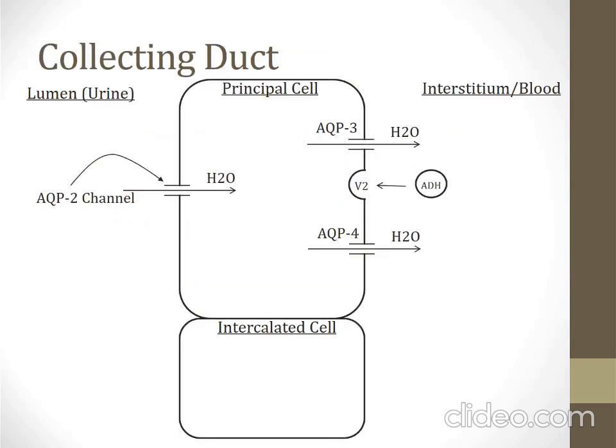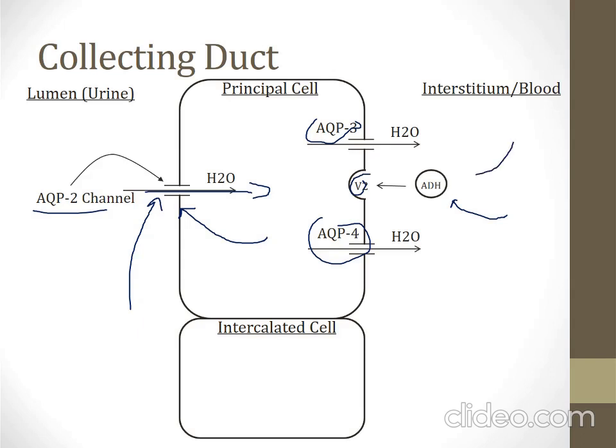So here's a picture of how this works. ADH comes along and binds to a V2 receptor. That leads to the insertion of channels on the luminal side of principal cells called aquaporin 2 channels. Once more of these channels are in place, more water enters the cell, and then there are other aquaporin channels like 3 and 4 that are always active on the other side of the cell. So basically the amount of water being resorbed is controlled by the number of these aquaporin 2 channels, and the level and function of those aquaporin 2 channels is under the control of ADH.